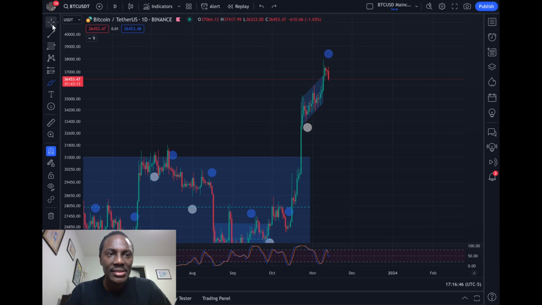The second reason is if I look left, if I look at, let's get rid of this indicator and clean it up.